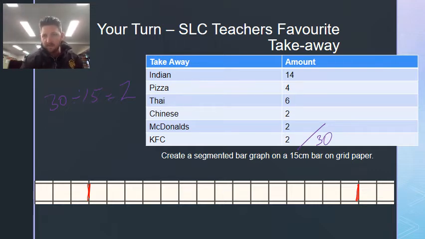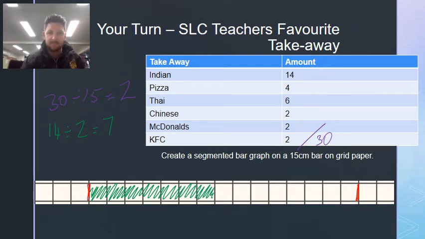Okay, I'm going to start off now and I'm going to look at the Indian section. Now the Indian section says that there are 14 teachers. If I know there are 14 teachers, I know each centimetre is worth 2. I would have to do 14 divided by 2, which would equal 7 squares or 7 centimetres. So I'm going to colour in 7. 1, 2, 3, 4, 5, 6, 7. Make sure I put a line down there to make a clear split. I'm going to label it Indian.